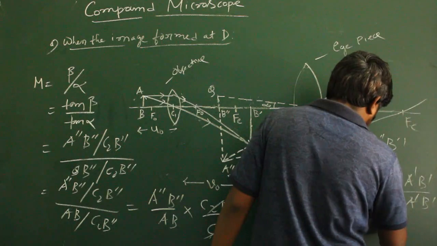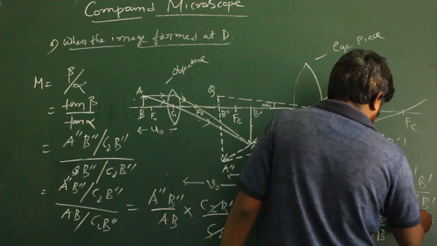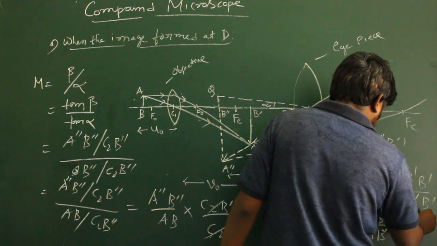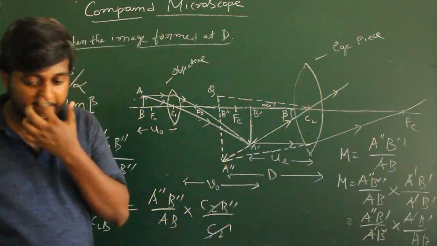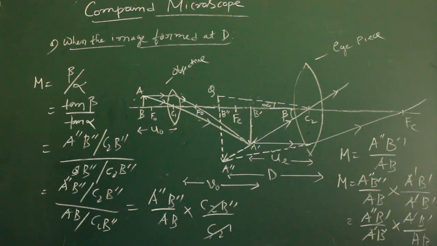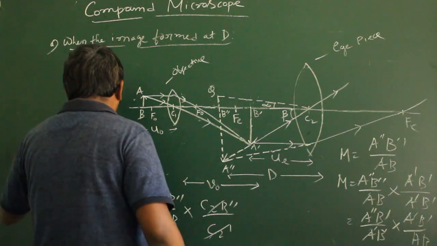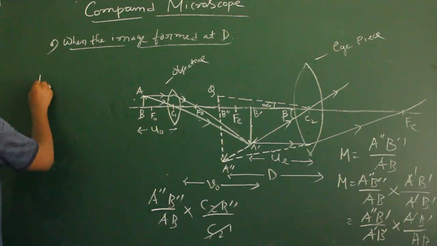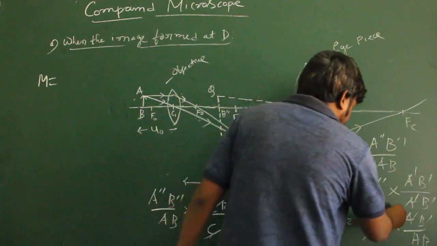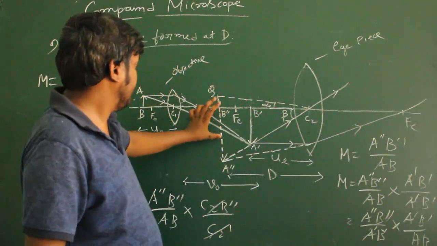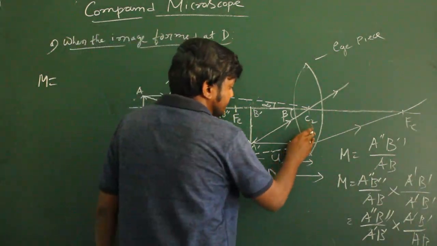A''B'' by AB into A'B' by AB, A'B' by AB. There again, right. So now see the diagram. M equals to... Now what is A''B''? A''B'' by A'B', A''B'' by A'B'. This is the magnification of the eyepiece.